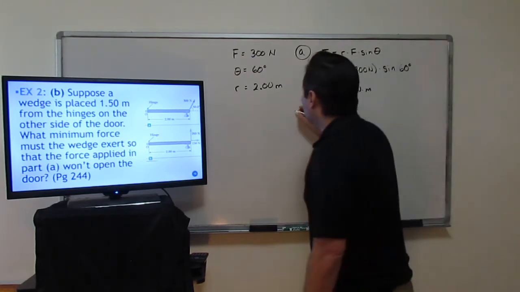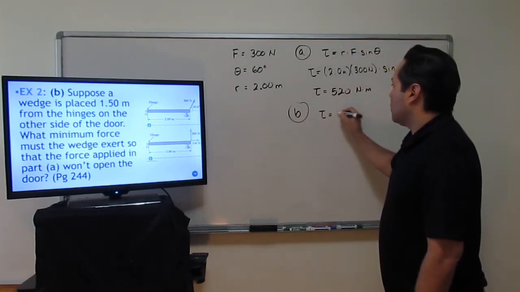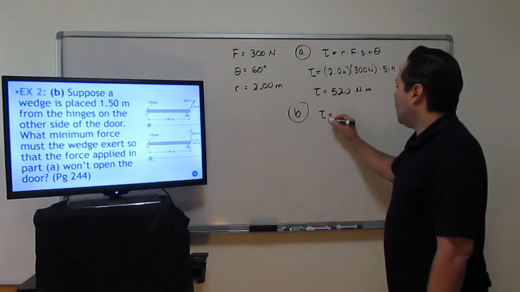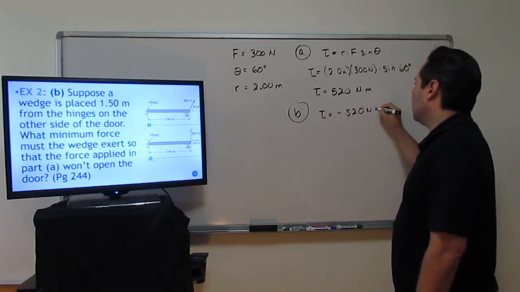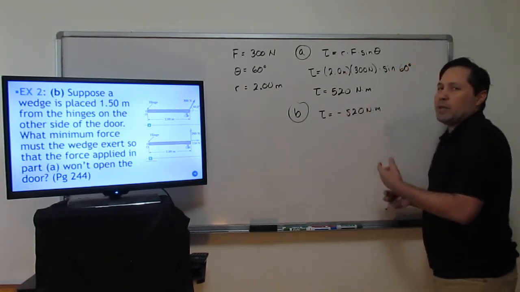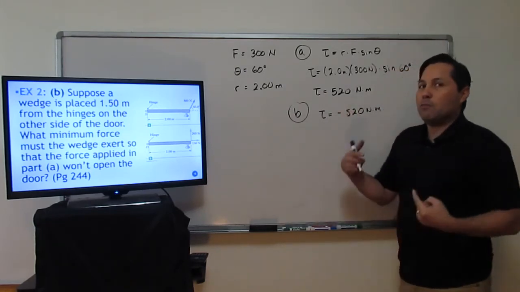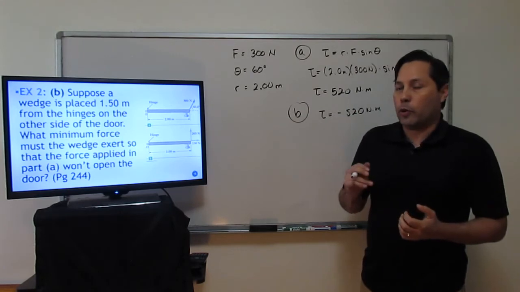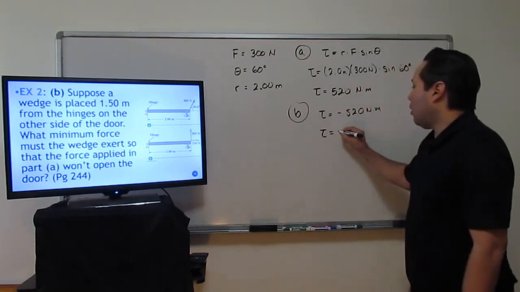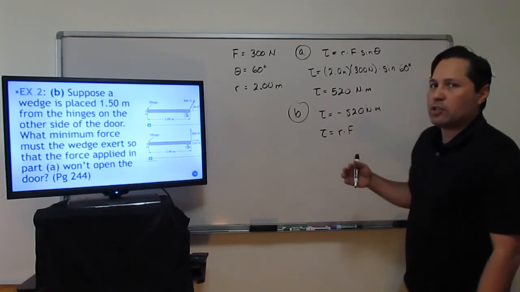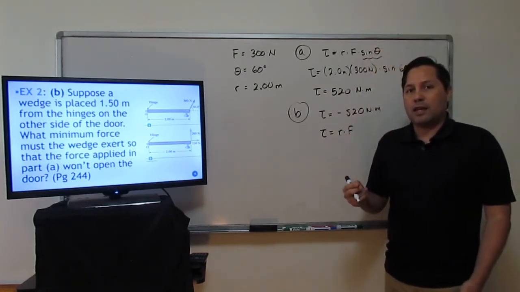So for part B, from the wedge, it's going to need negative 520. Negative because it needs to apply torque in the opposite direction, equal in magnitude but opposite in direction, so therefore it won't open. Now, we know that torque is equal to R times F, and the wedge is going to be perpendicular to the door, so we don't need the sine theta.